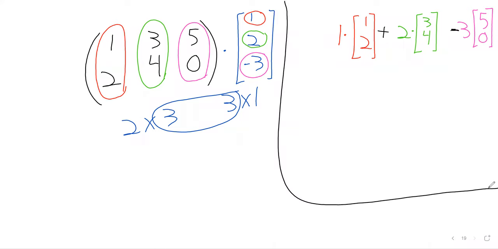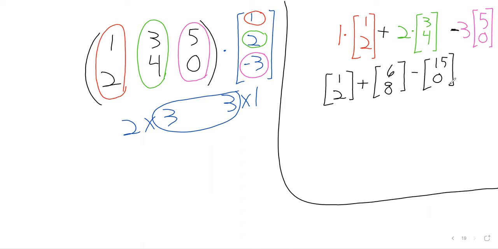And this is whatever it is: 1, 2, plus 6, 8, minus 15, 0. 6 plus 1 is 7, minus 15 is -8. 2 plus 8 minus 0 is 10. So that's how you multiply a matrix by a vector.